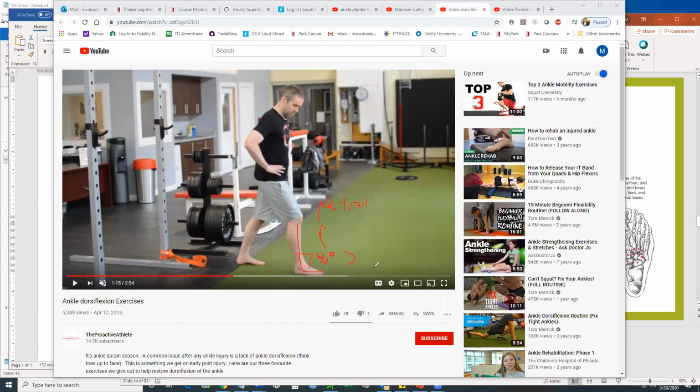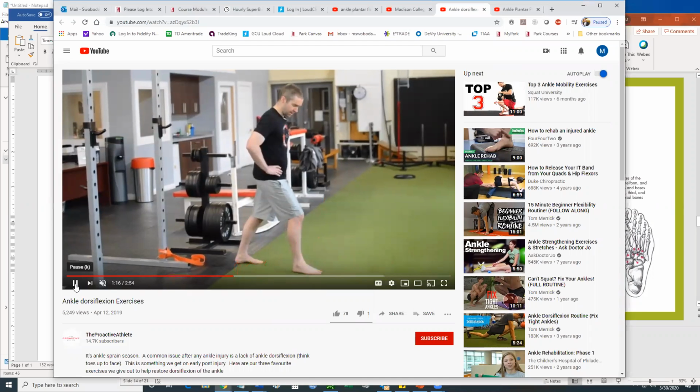For everything that's less than 90, that is dorsiflexion. For everything greater than 90, plantar flexion. So that's your actual clinical definition of plantar flexion versus dorsiflexion: dorsiflexion is an angle made from the lower leg and the foot of less than 90 degrees. Plantar flexion is an angle that is greater than 90 degrees.